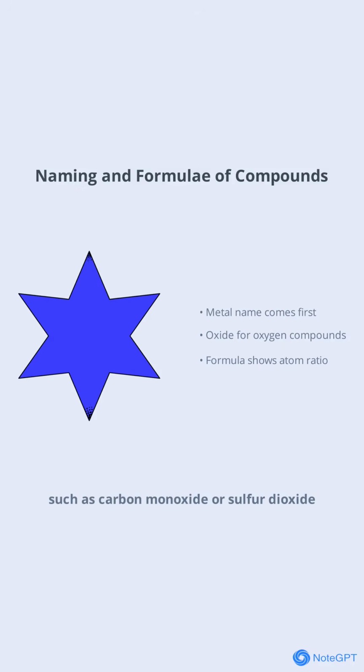Chemical formulae show how many atoms of each element are present in a molecule. For instance, H2O means two hydrogen atoms for every oxygen atom. These formulas and names help chemists communicate clearly about substances, no matter where they are in the world.